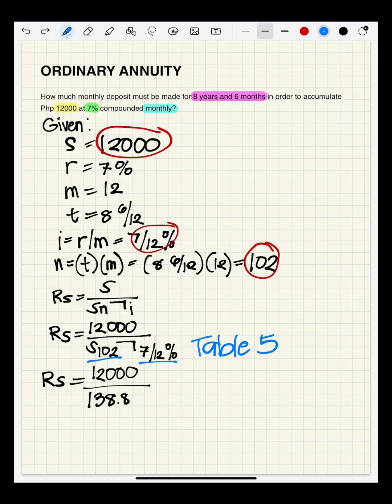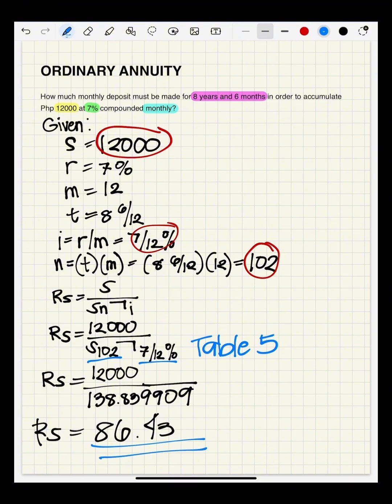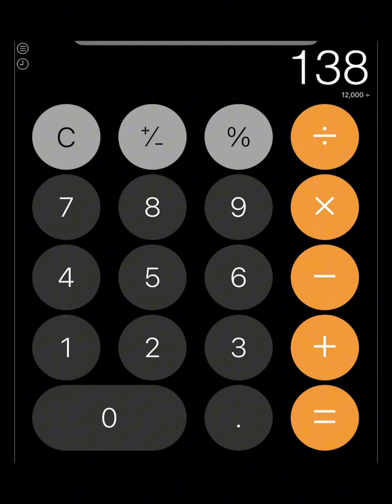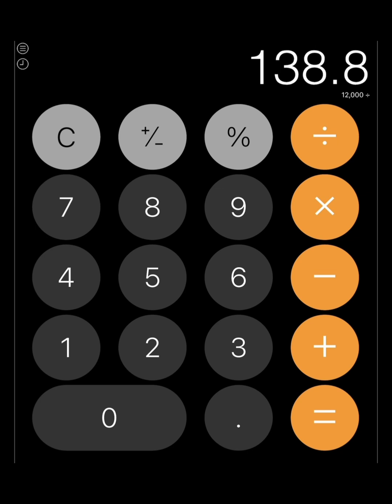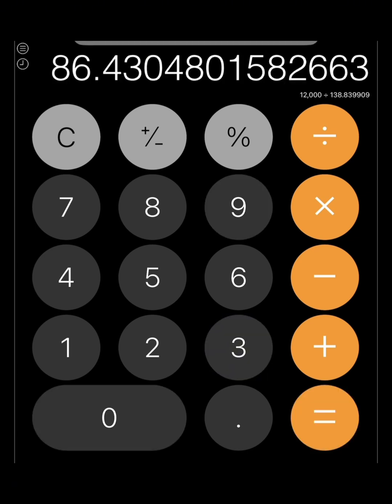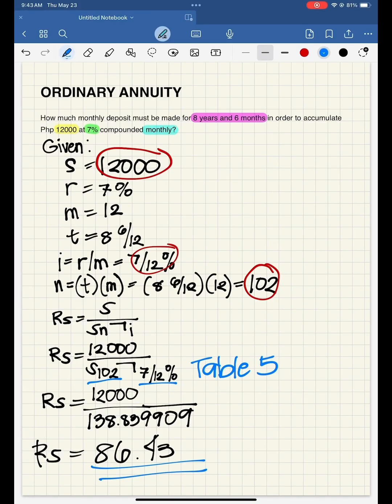Now we have 138.839909. To get the final answer, you have to divide 12,000 by 138.839909. And that is our final answer, 86.43. And that's how you get the ordinary annuity.